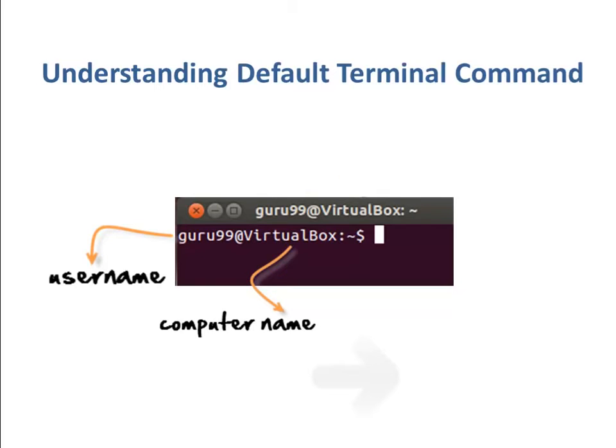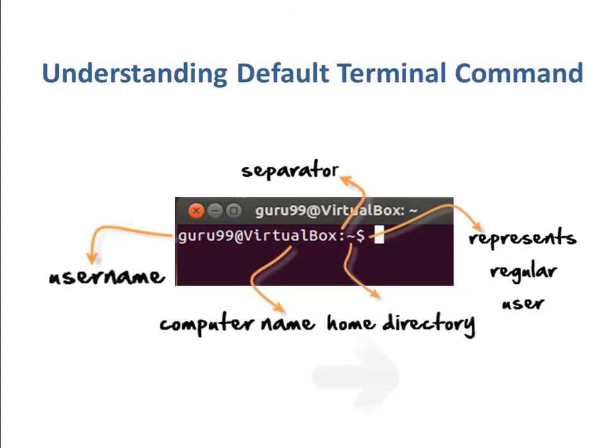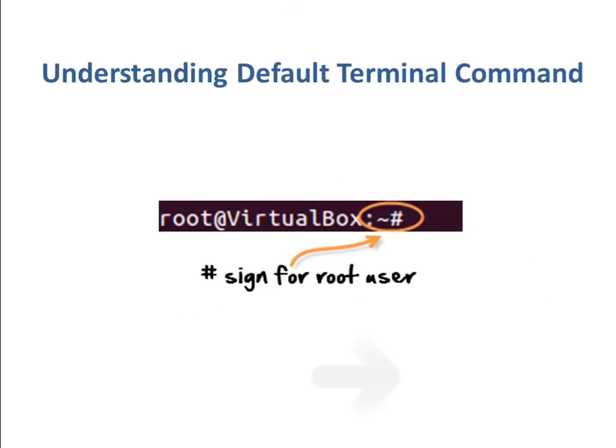The colon is a simple separator. The tilde sign shows that the user is working in the home directory. If you change the directory, this sign will vanish. Later, we will learn how to move between different directories, and you would see that the sign would not display. The dollar sign suggests that you are working as a regular user in Linux. While working as a root or the master user, the hash sign is displayed.